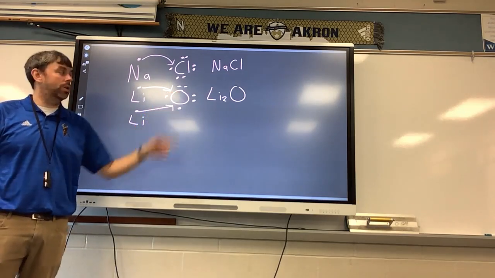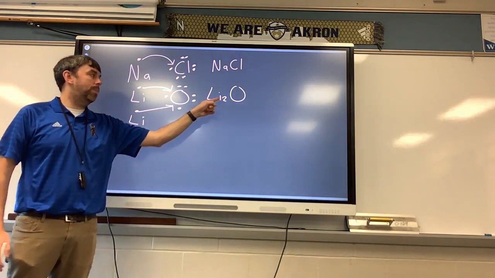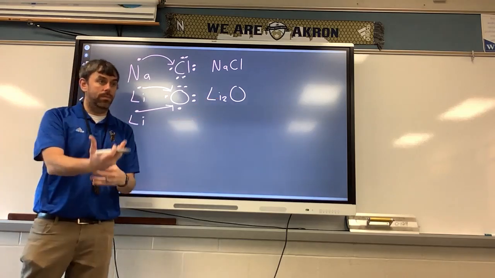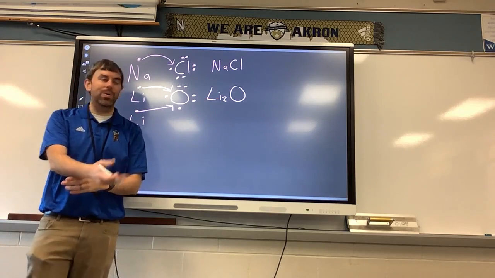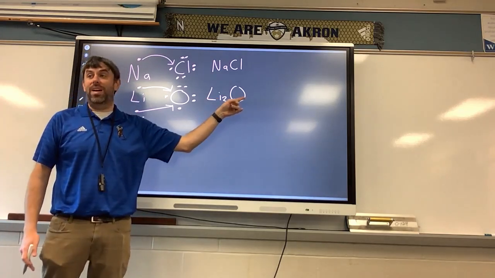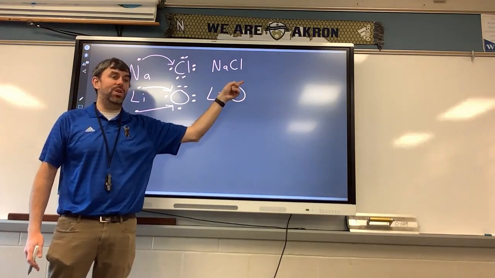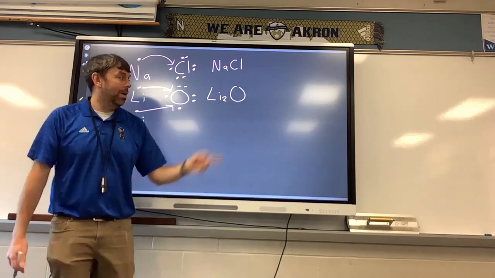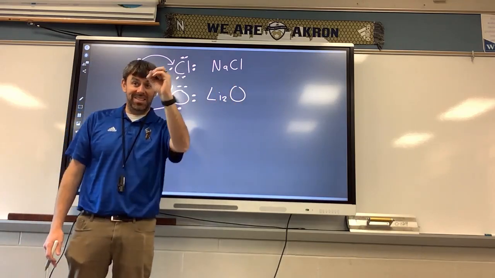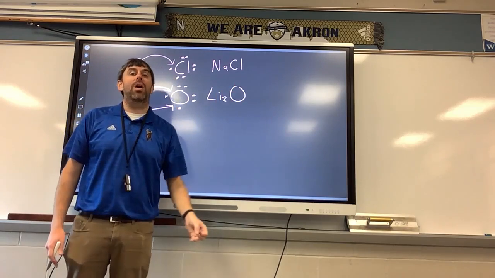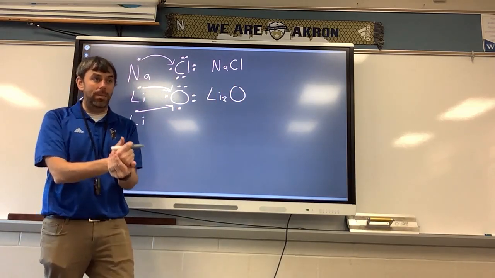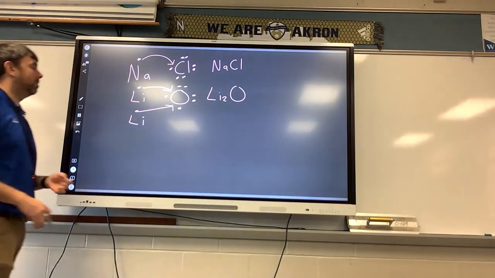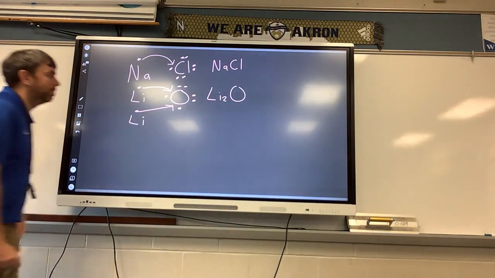Agreed? So 2 times positive 1 is positive 2. There's only 1 oxygen here, right? 1 times negative 2 is negative 2. Positive 2 plus negative 2 is 0. So all we're doing is mostly just balancing out the charges to make them be 0 in a compound.